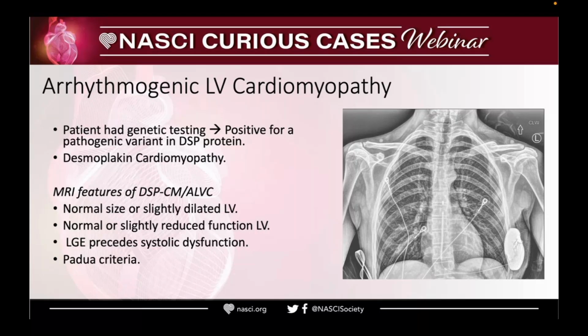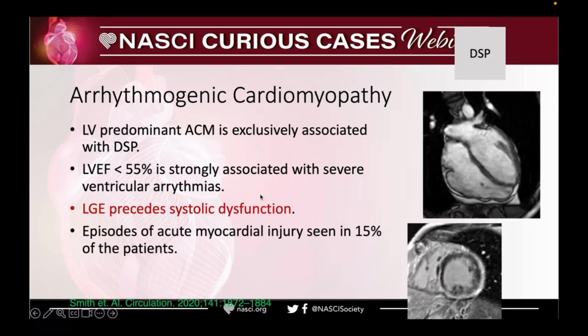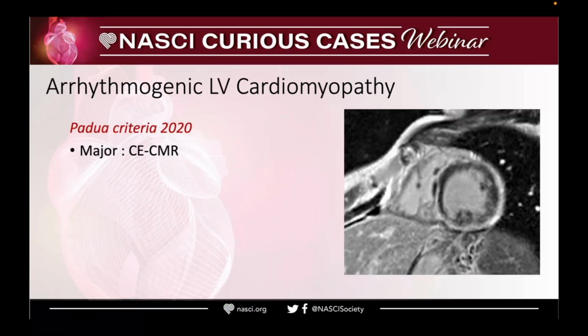And this patient underwent ICD placement, left axillary placement of the cardiac conduction device, and this is overlying the chest wall. For the diagnosis, usually the Padua criteria are helpful. LV arrhythmogenic cardiomyopathy is usually exclusively associated with desmoplakin mutation. Usually the LV function is preserved, but if it starts to decline, it is strongly associated with severe ventricular arrhythmias. And these are the Padua criteria.